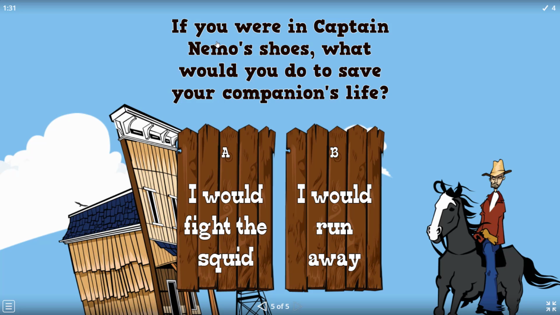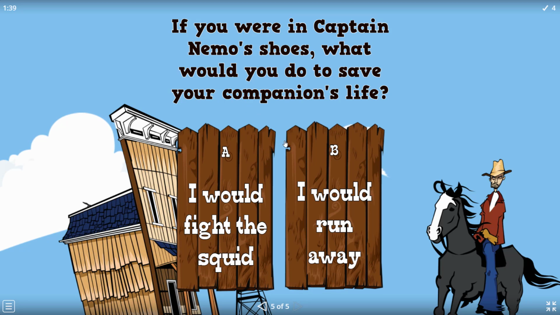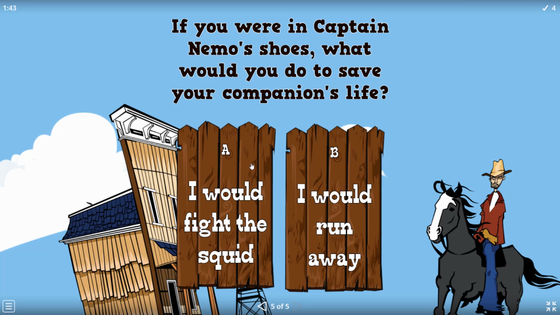And the last one, if you were in Captain Nemo's shoes, what would you do to save your companion's life? Surely I would not run away, so I would fight the squid as he did.